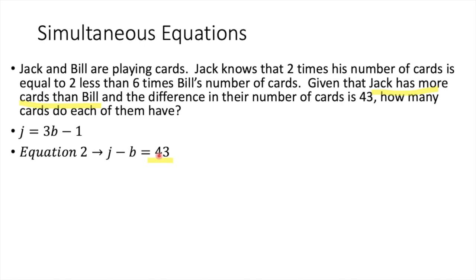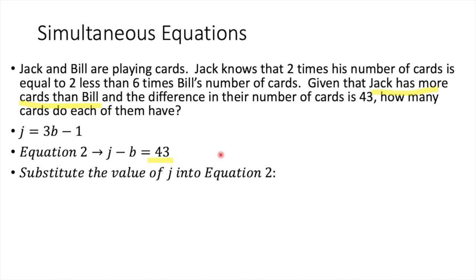So now what we do is we substitute the value of j into equation 2, and we know that j is 3b minus 1. So we'll write 3b minus 1, and we keep this minus b, so 3b minus 1 minus b is equal to 43. And now this is a simple single variable equation where you have to solve for b. So now we get 2b minus 1 equal to 43, combining the like terms here.